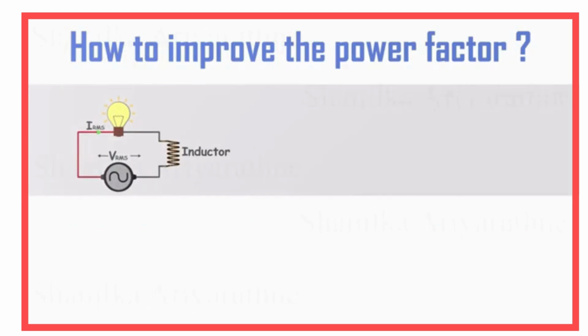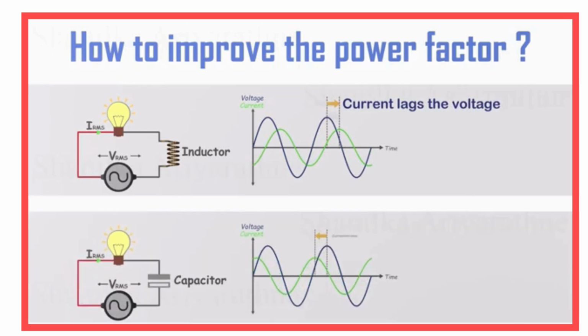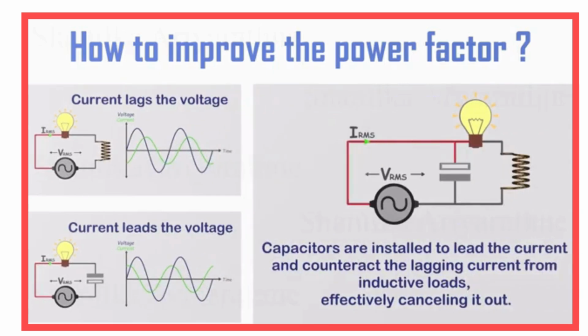As mentioned earlier, inductive loads, such as motors, cause current lag. However, capacitors behave oppositely to inductors. They lead the current. To counteract the effect of inductors, we can install capacitors that lead the reactive power, thus offsetting the lagging reactive power from inductive loads. This effectively cancels out the lagging power and improves the overall power factor. Capacitor banks are relatively inexpensive and require minimal maintenance.